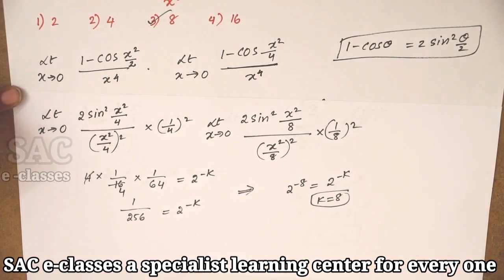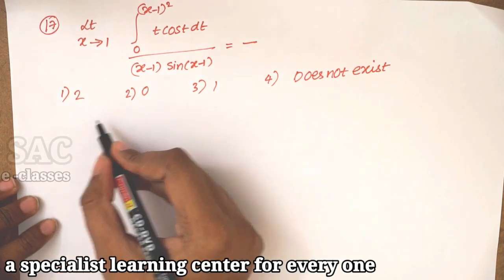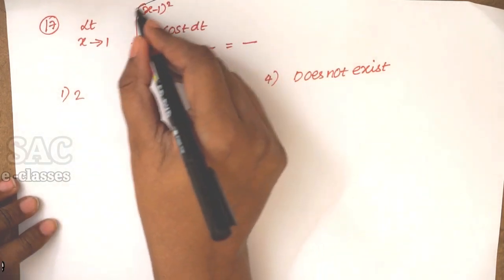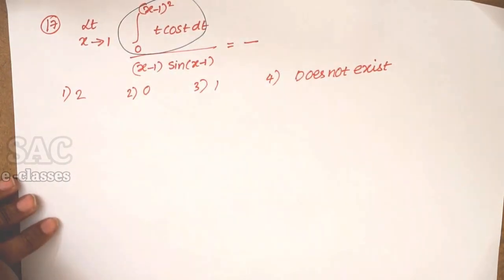Let us move to the next problem. Look at problem number 17. Now we have to remove this integration.